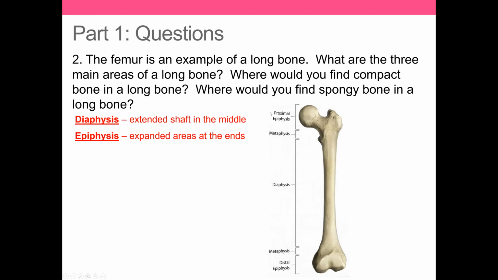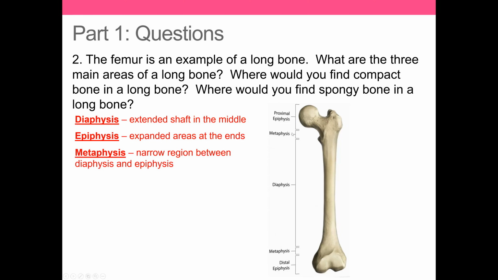So notice how they're labeled. This reviews back to Chapter 1 in your directional terminology. The proximal epiphysis is going to be closest to the attachment site of the leg to the hip, and the distal epiphysis will be the farthest away. So this will be down where the knee joint is. So together, the epiphyses are the expanded areas at the ends, and then the metaphysis is the narrow region between the diaphysis and the epiphysis.